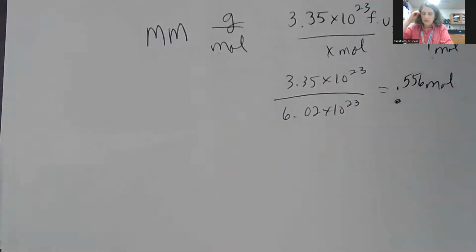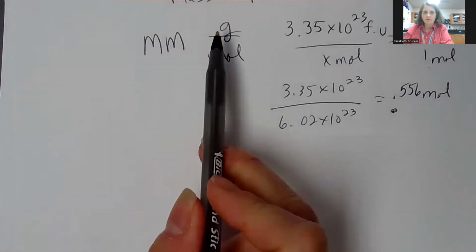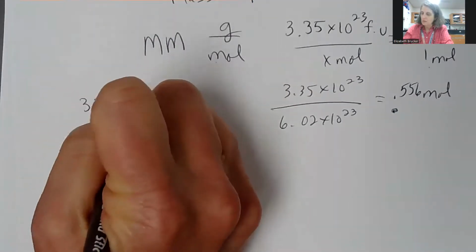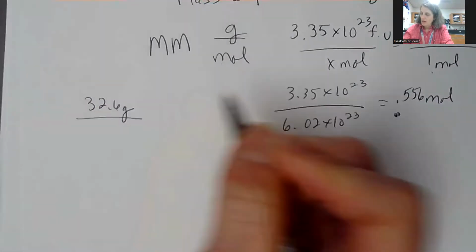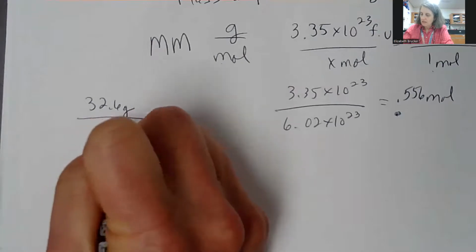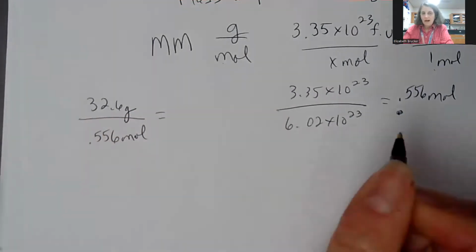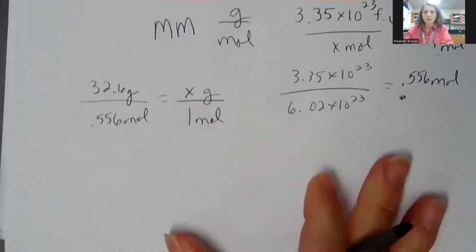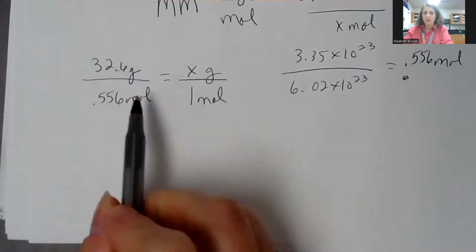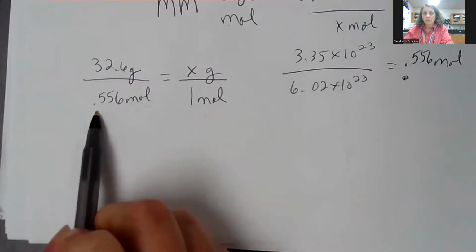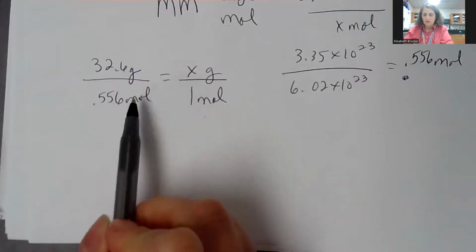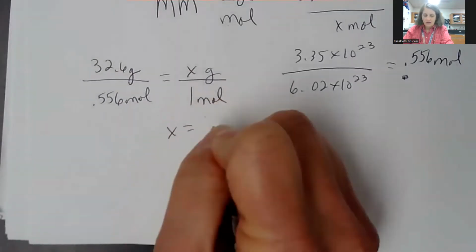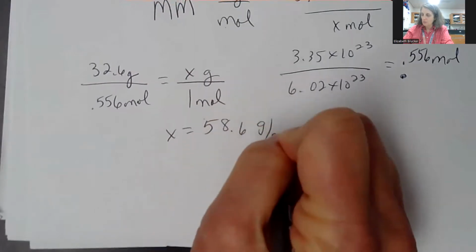Okay, so the last step here is to find the molar mass of this compound. I know 32.6 grams is the mass of the compound, and my moles is 0.556 moles. I want to know the grams per 1 mole. Essentially what I'm doing is dividing these two numbers to get it to 1. So I take 32.6 times 1, 0.556 times x. Essentially I'm taking 32.6 and dividing it by 0.556. So my x comes out to be 58.6 grams per mole.